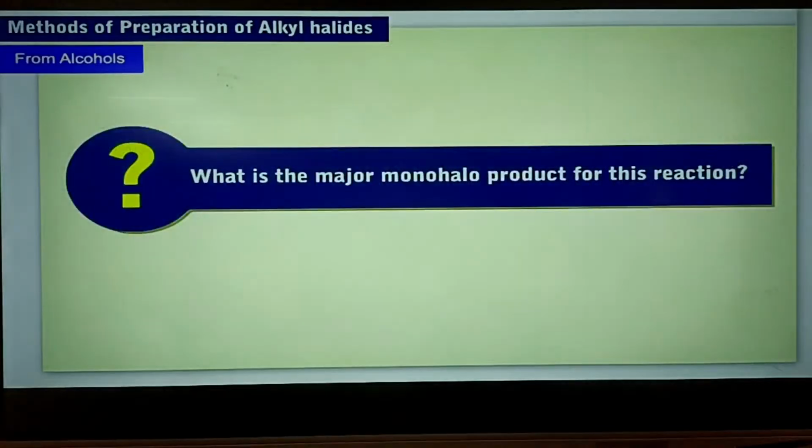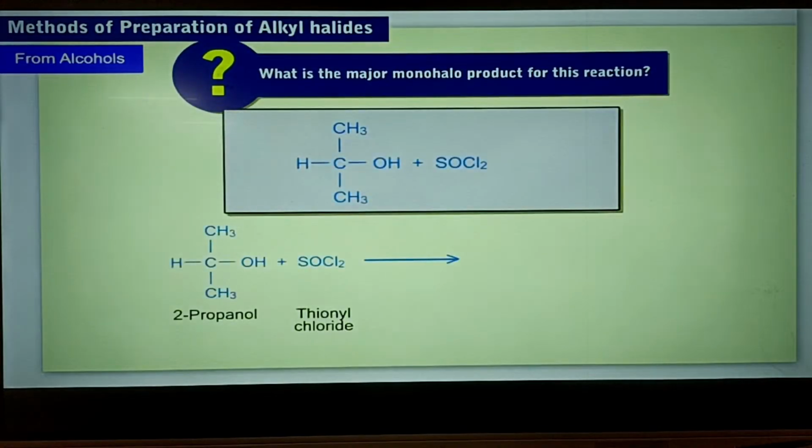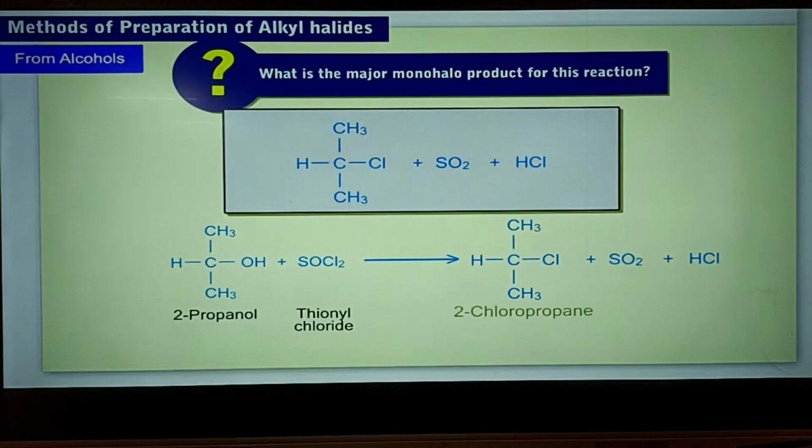Let's practice. What is the major monohalo product for the reaction shown here? You should recognize this type of reaction, a secondary alcohol reacting with thionyl chloride. One chlorine atom will replace the hydroxyl group to make 2-chloropropane. Sulfur dioxide and hydrogen chloride are the other products of the reaction.